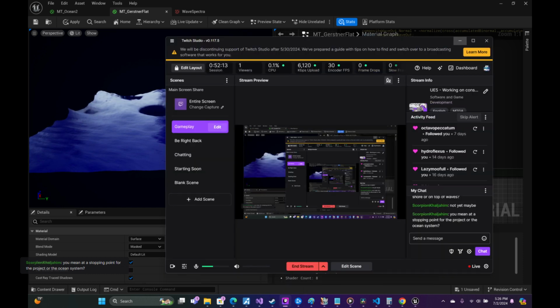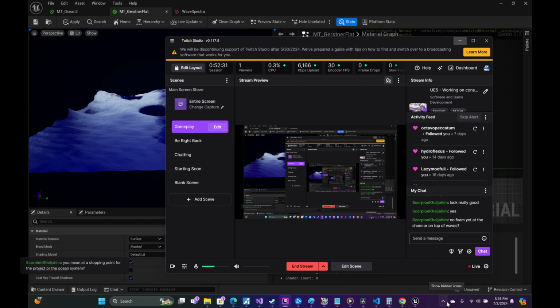No, a stopping point for this stream. The ocean system is not done yet. Wait, hang on. Let me see your question. No foam yet at the shore on top of waves. So we can do shoreline foam. I have the mask for that. I just don't have a good texture for it yet.